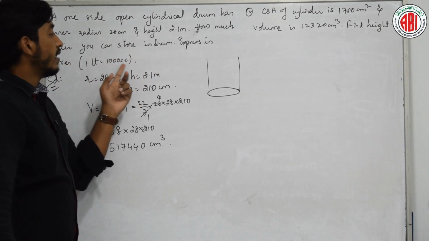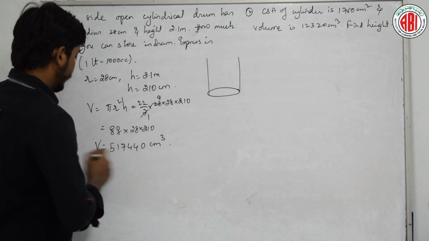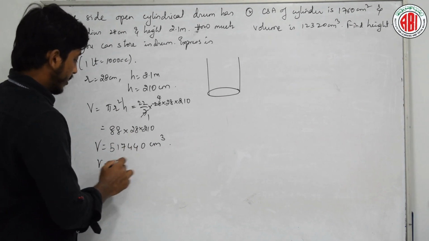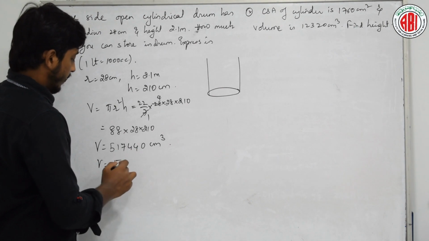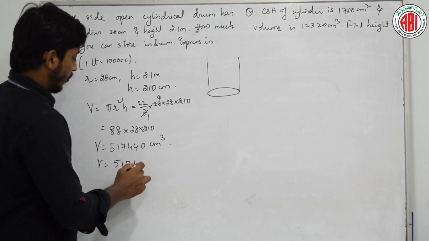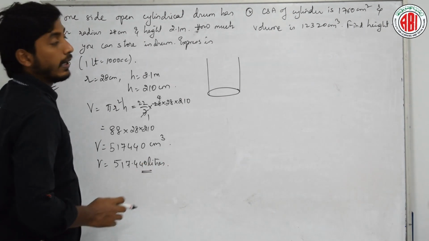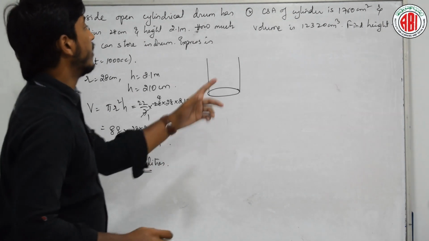1 liter is 1000 cc. Then volume is equal to, we have to divide it by 1000, then it becomes 517.440 liters. Clear?